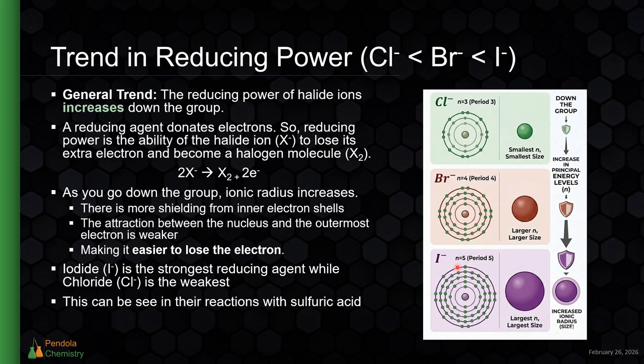This is a very telltale sign of how reactions are going to go with the halide ions as we go down. The reactions, which are redox reactions of the halide ions, are going to become more and more drastic. And that's because as we go down the group, the halide ion itself becomes a stronger reducing agent. It has more reducing power.